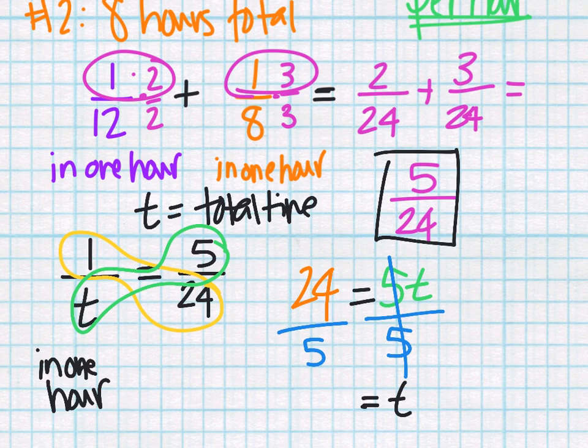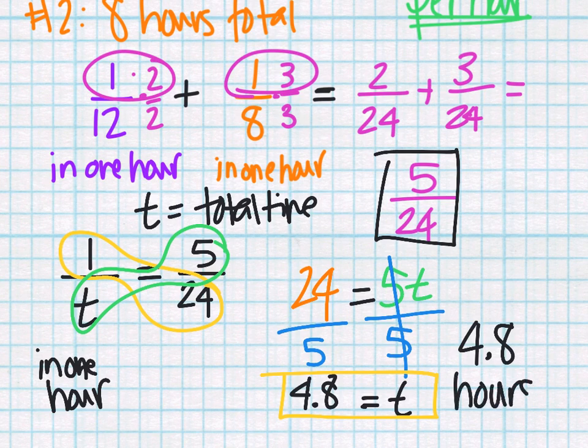Throw that in a calculator and you get 4.8. So this is my answer. We know that the total time it'll take them together to paint the house is 4.8. 4.8 what? We gotta always have our units. So total time is 4.8 hours.